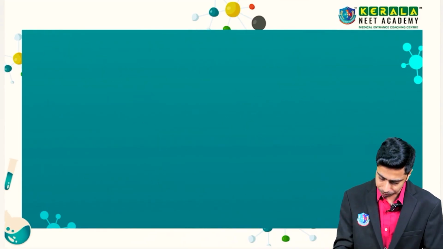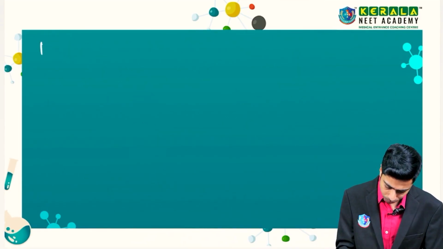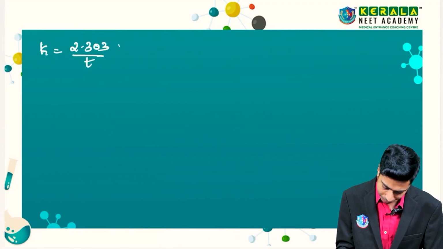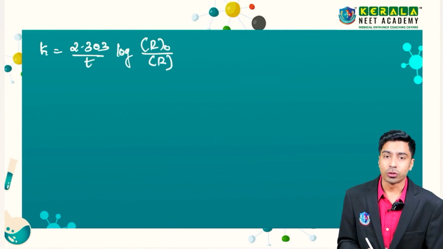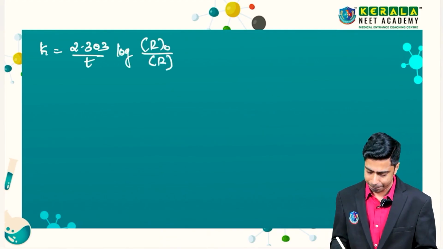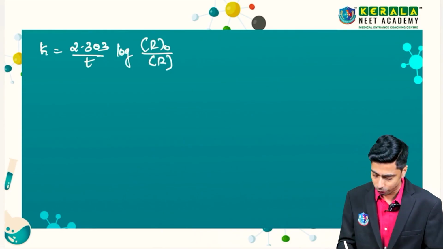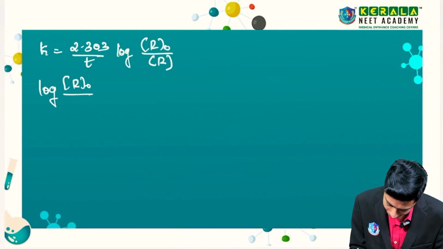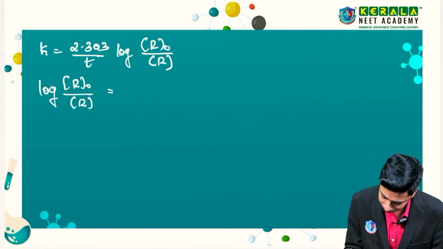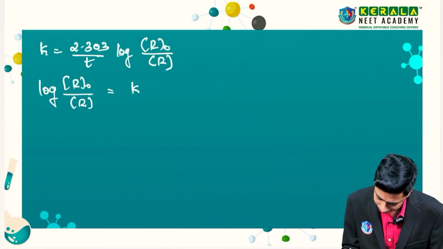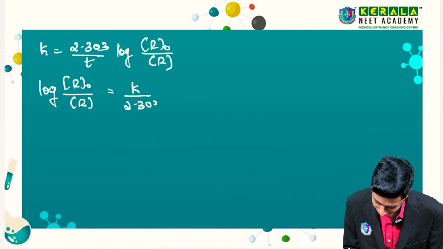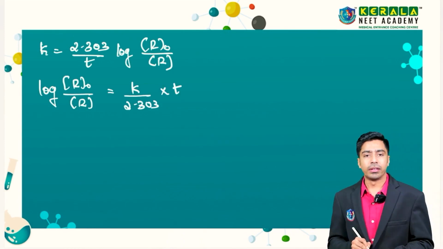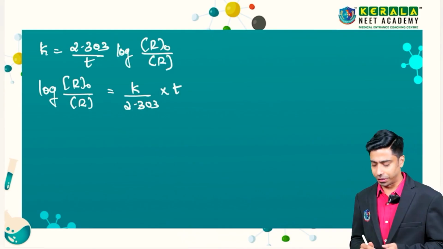Now listen, k is equal to 2.303 divided by t log R0 by R. So we'll make some rearrangements. Now get ready, this is very interesting. Log R0 divided by R, I'll write it as k divided by 2.303 into t. That is equal to kt divided by 2.303.